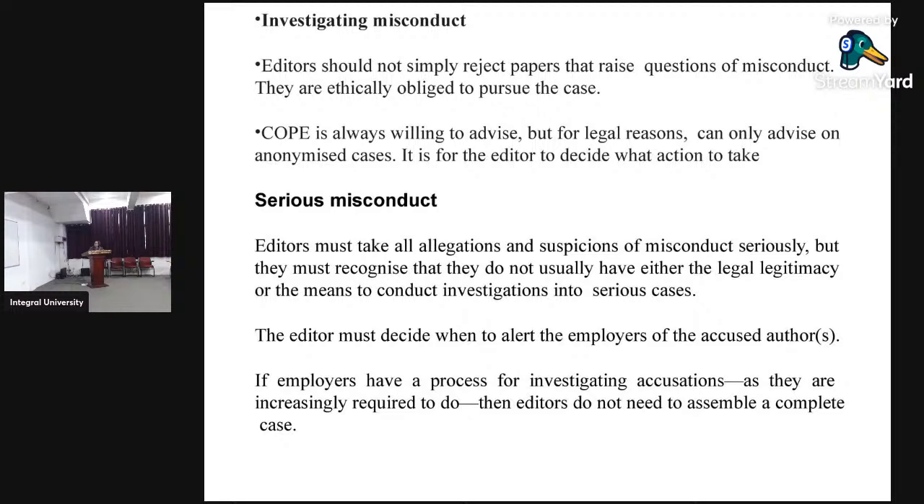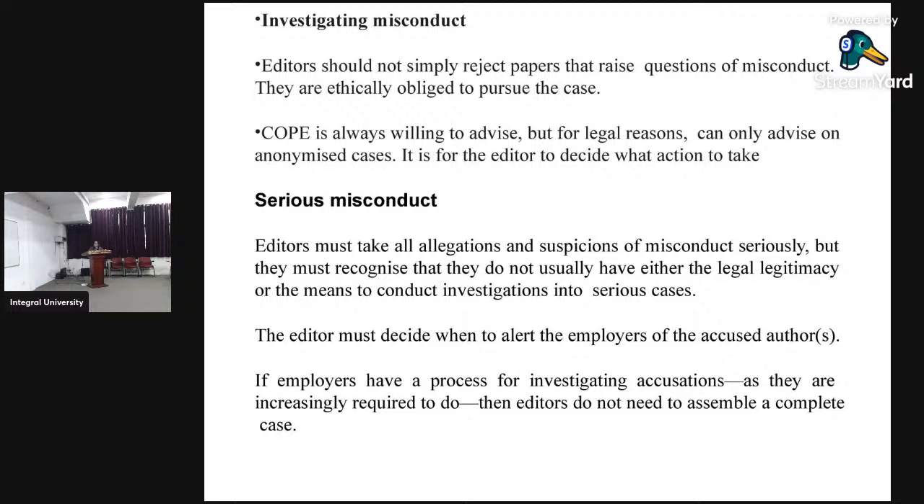Depending upon the seriousness of the misconduct, the editor must take all allegations and suspicions of misconduct seriously, but they must recognize that they do not usually have either the legal legitimacy or the means to conduct investigations in serious cases. So what do they do in the serious cases? They report it to the author's institution. The institution would have an IAP, the Institutional Academic Integrity Panel, or they may have an institutional scientific review board. So they would evaluate whether the misconduct has happened or not. So the editors do not have to pass judgment on their own. They should write to the institution and let the institution investigate on their own, right? Sometimes the institutions also take a favorable view. So some other independent body should also review it.